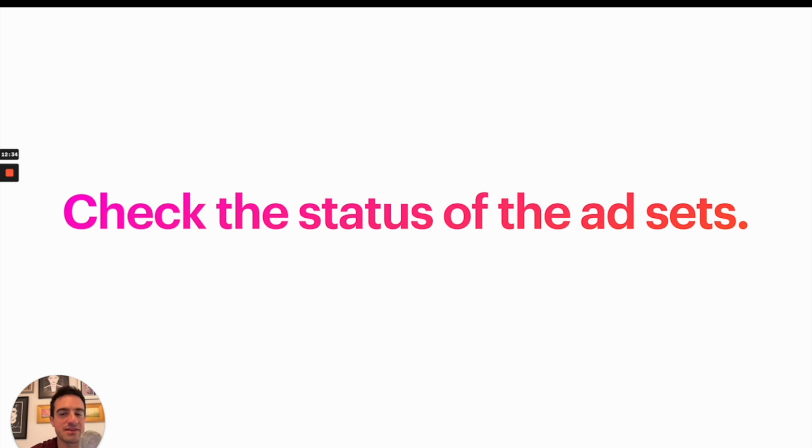Then you need to check the status of the ad sets, or really of the ads, or the campaign. I mean, the status meaning, like, what is it in? Is it in learning? Is it in active, or is it in learning limited? Those are the 3 statuses that an ad set or the ads in an ad set can be in.